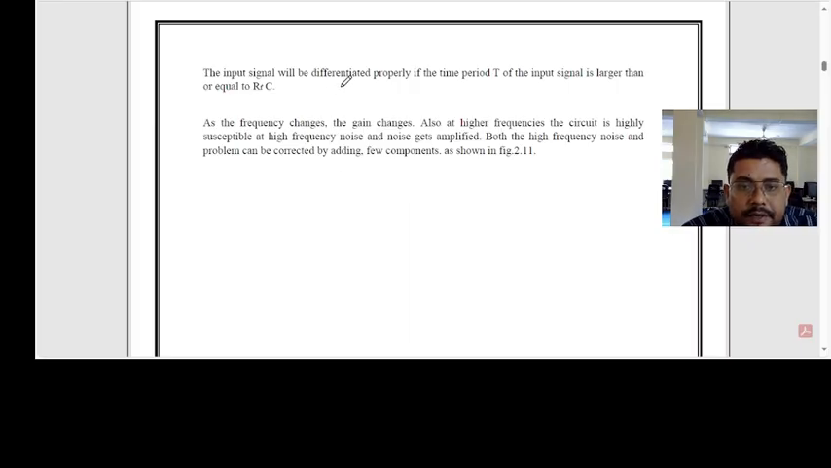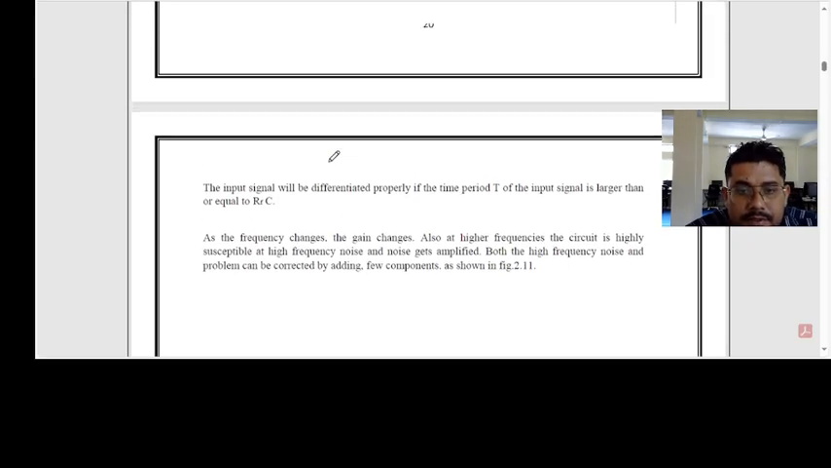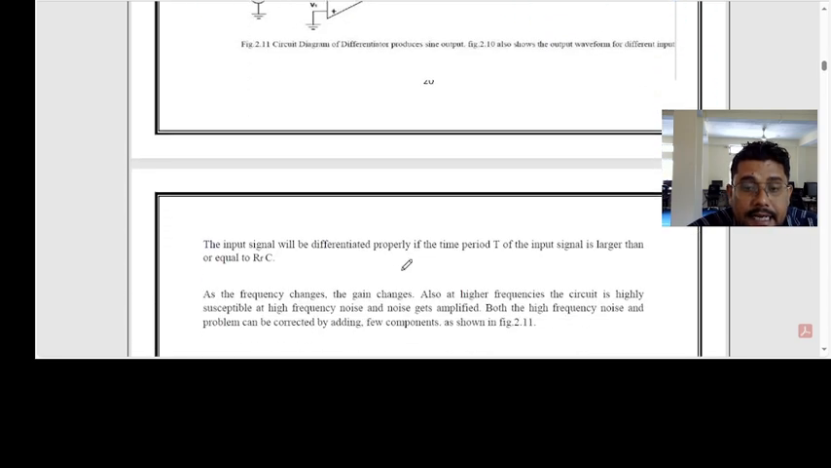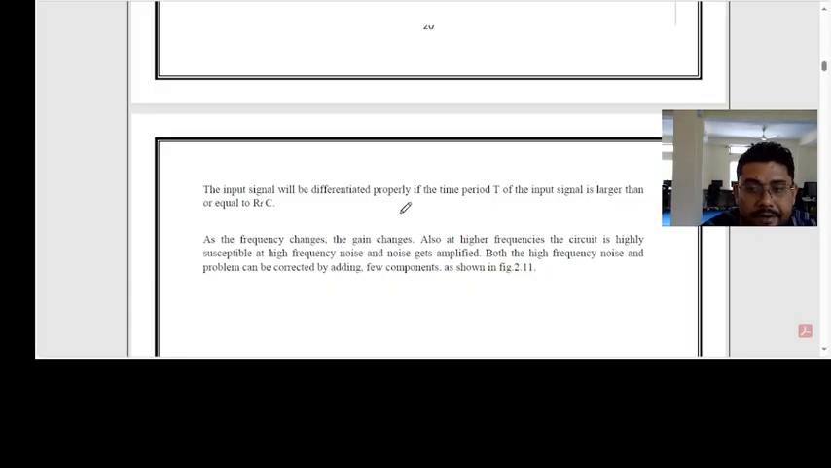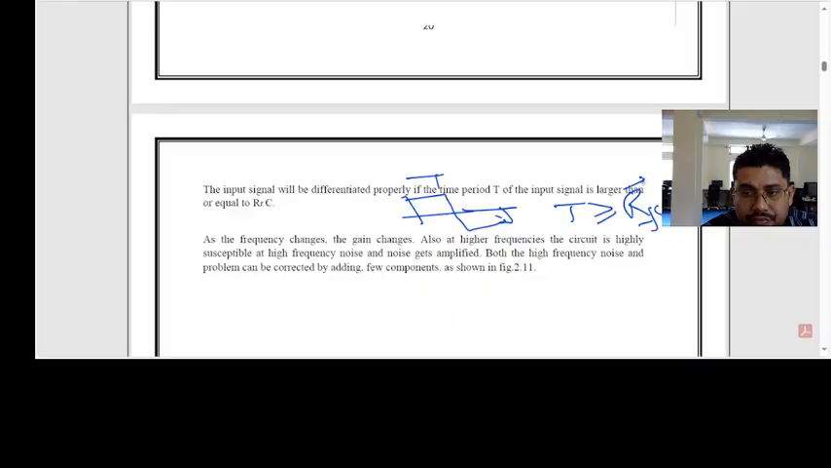The input signal will be differentiated properly if the time period T of the input signal is greater than or equal to RC. Suppose this is the signal we have applied, its time period is T. So T must be greater than or equal to R dot C, where R is the feedback resistance and C is the capacitor, for getting the proper output.